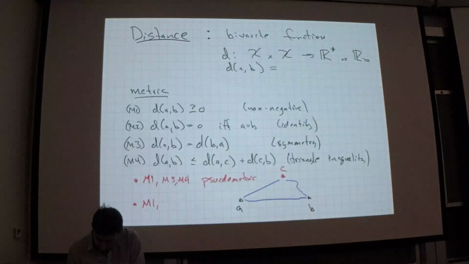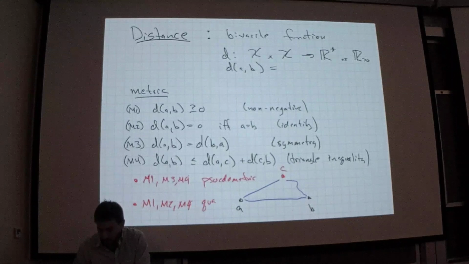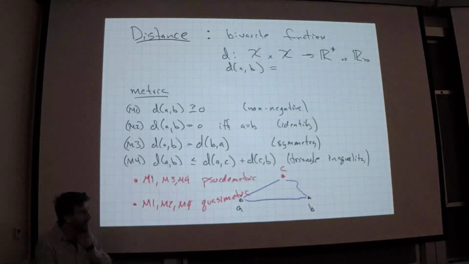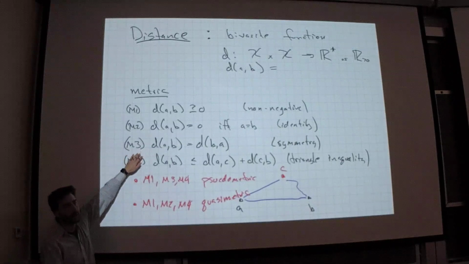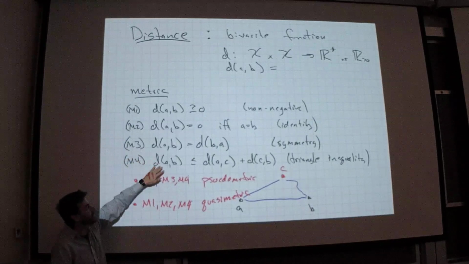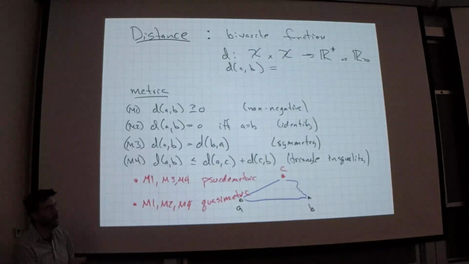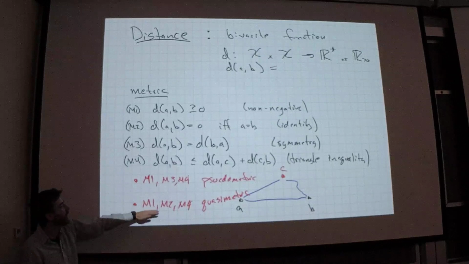Okay, if I have M1, M2, and M4, then this is going to be called a quasi-metric. So this is not going to have the property of symmetry, but it still has the triangle inequality. So it could be that the driving time distance that I described might satisfy this.